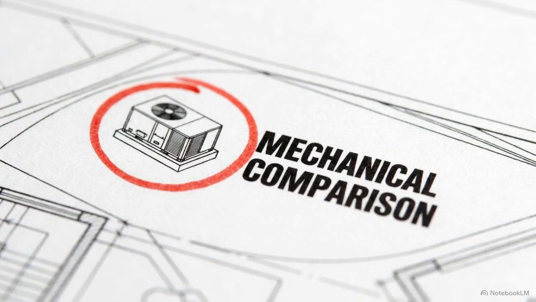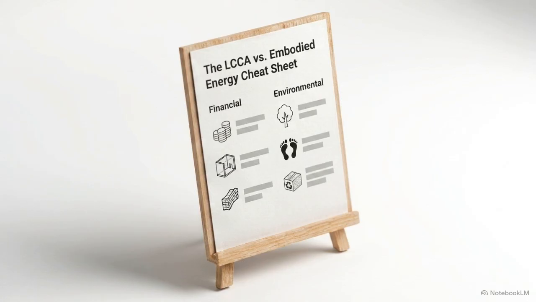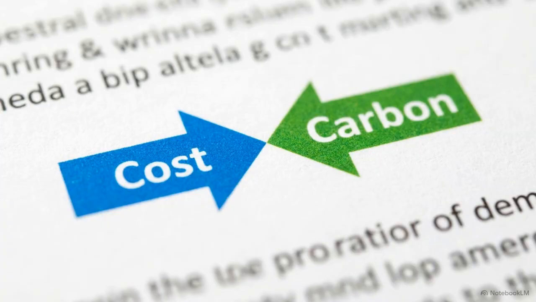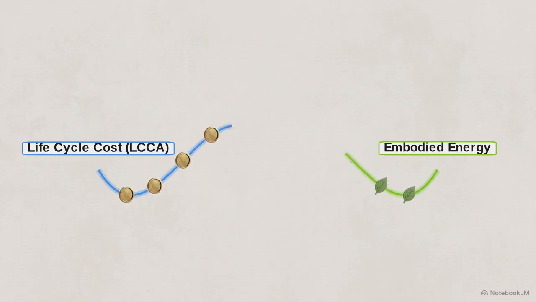PPD tests your ability to use LCCA to choose the major systems for the whole building. PDD focuses more on specific materials, their life cycles, and how often they need to be replaced. This chart summarizes the formulas and material categories for both concepts. It is a helpful reference for comparing the financial side and the environmental side as you prepare for exam day. LCCA helps you find the most affordable path over the long term, while embodied energy helps you find the most sustainable one. Your goal is to find the point where those two paths meet.